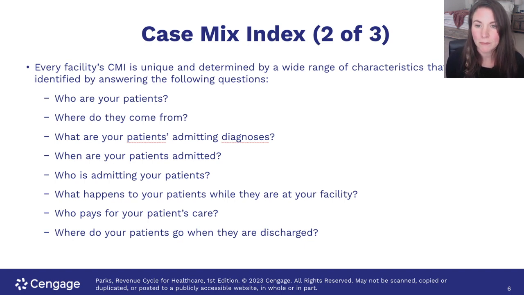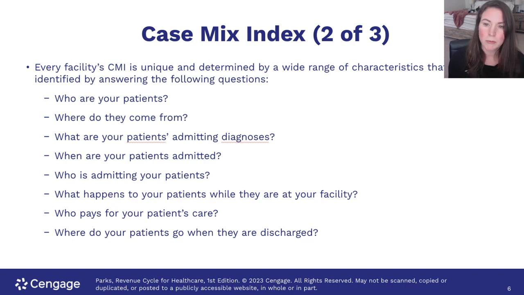Where do they come from? What zip codes do they live in? Where do patients that transfer to your facility, where are they coming from? Then the next three questions kind of all go together. What are your patients' admitting diagnoses? When are they admitted, and who's admitting them? So these can give you an idea of the top diagnoses that your facility treats, so you can see what resources and services you'll mostly be needing and doing.